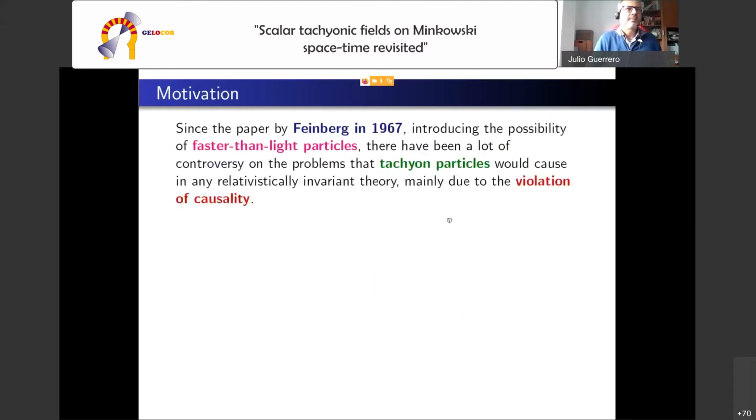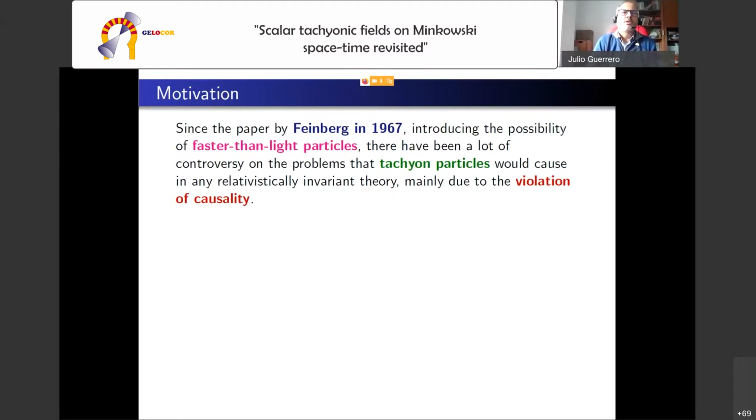Okay, the motivation: the paper by Feinberg in 1967, where he introduced the possibility of faster than light particles. Well, there were previous works, but he gave us the more complete presentation of faster than light particles, and he coined the term tachyon, which from the Greek means fast particles, to mean particles that travel faster than light.